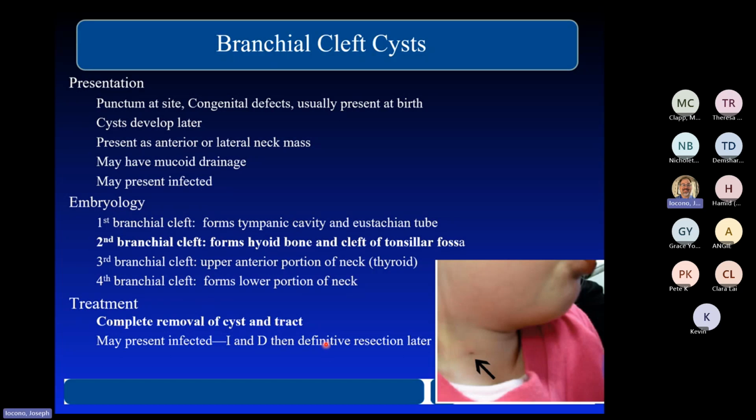Again, if they become infected, they have a worse outcome and recurrence because they get scarred and hard to find and hard to take out the whole thing. So the second branchial cleft would be the one that's most common. The first branchial cleft goes to the eustachian tube, that's ENT. Third and fourth are lower. The third one can involve the actual thyroid gland.